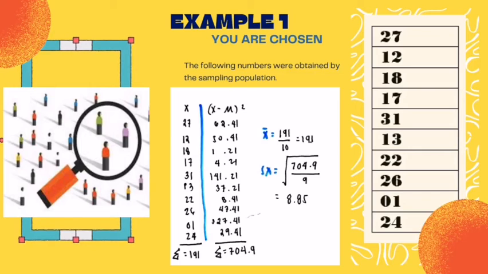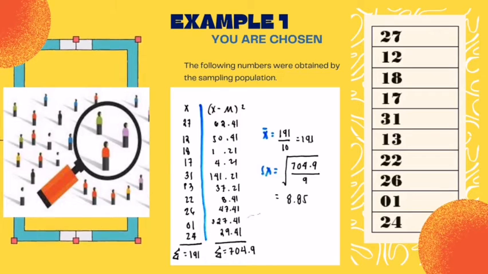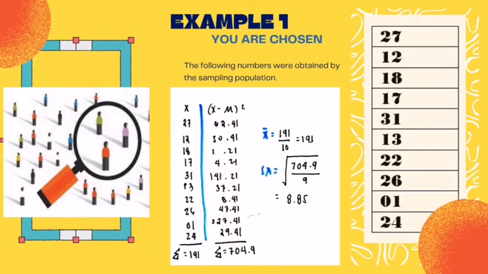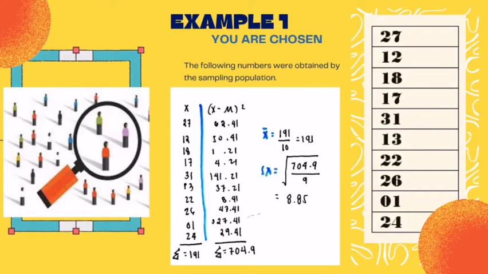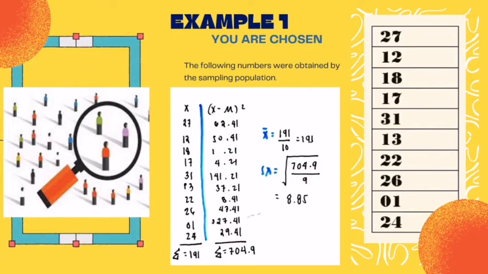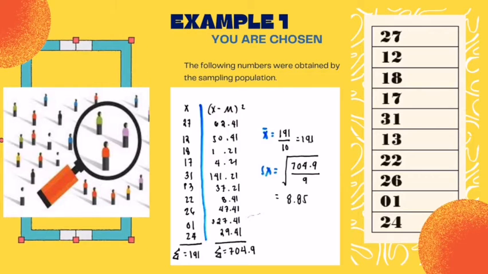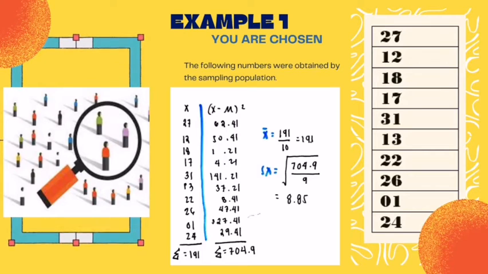Back to the topic. Next we are going to solve for the variance. Variance is equal to the summation of (x minus mu, or the mean) squared divided by n minus 1, because it is the variance of the sample. Thus, 704.9 over 9 is equal to 78.32. We are going to solve for the standard deviation by taking the square root of the variance. So the square root of 78.32 is equal to 8.85. So we can say that our values are spread out.